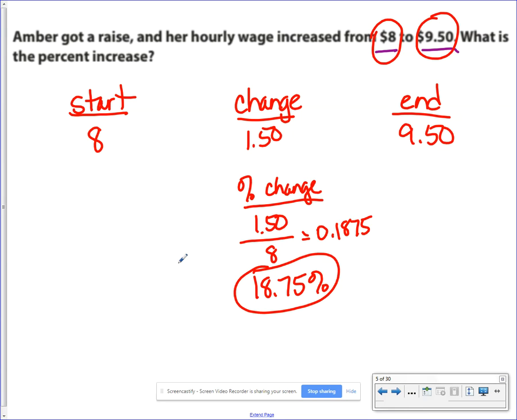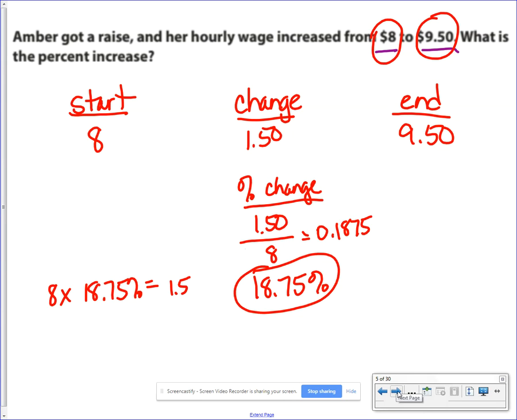Now, remember how the other day you were doing just straight old calculations of percent? Okay, so if I said 18.75%, you could double check. If you took 8 times 18.75%, if we were taking percent of a number, you're going to end up with 1.5, and then we'd add that on to get the end number. See? All comes full circle.